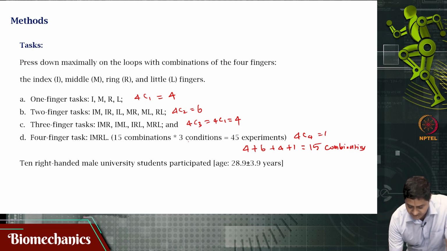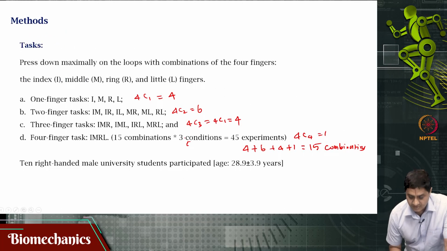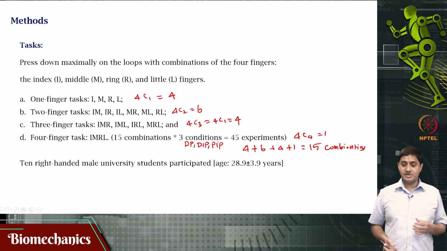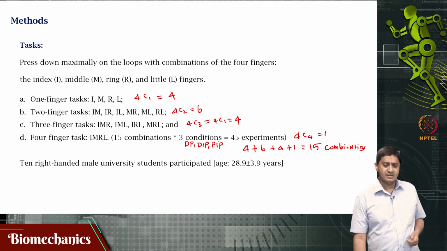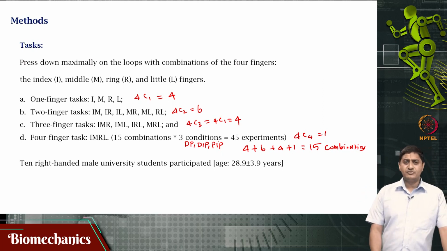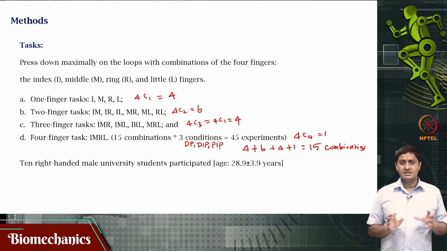Okay, what are the conditions? These are DP, DIP, and PIP. 3 conditions, 15 different combinations. So there are essentially 45 different experimental possibilities that are there. Okay. We will have to continue discussing this, but I just thought that I will set up the experiment for you.